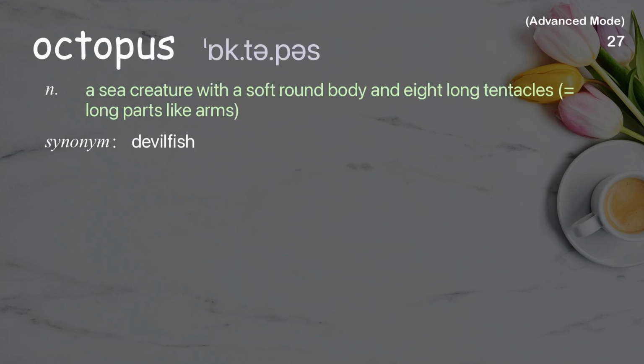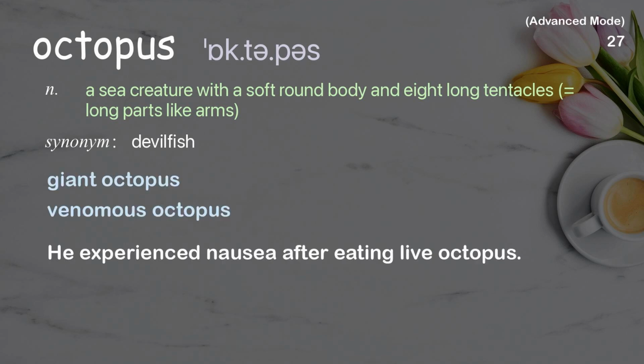Octopus. A sea creature with a soft round body and 8 long tentacles, which are long parts like arms. Examples: Giant octopus. Venomous octopus. He experienced nausea after eating live octopus.